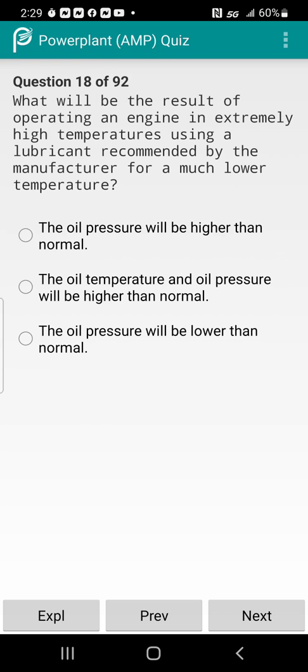What will be the result of operating an engine in extremely high temperatures using a lubricant recommended by the manufacturer for a much lower temperature? The oil pressure will be lower than normal.